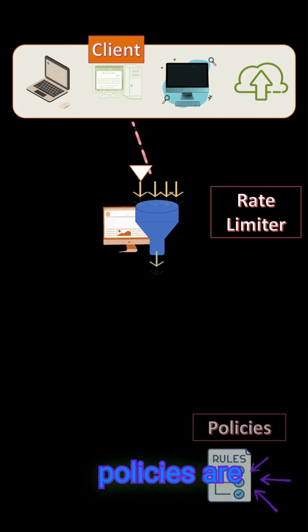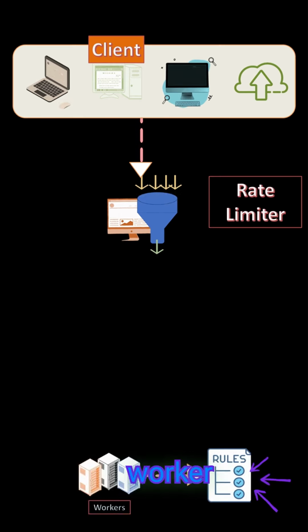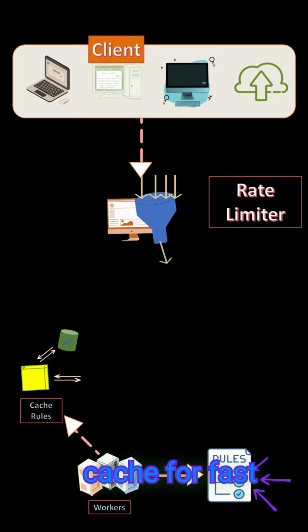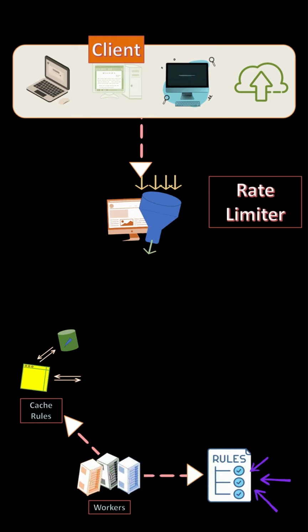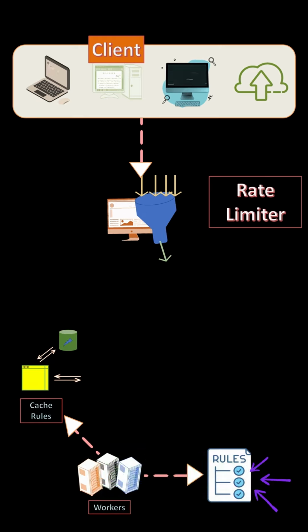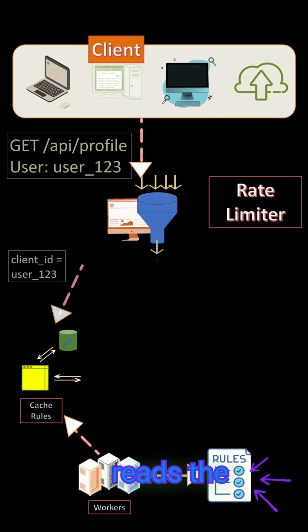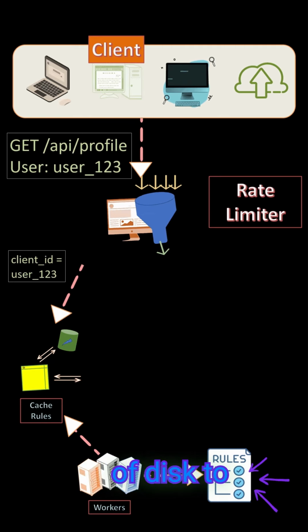Rate limiting policies are persisted on disk. Background worker processes periodically read these rules and load them into an in-memory cache for fast access. For example, a rule like 100 requests per minute per user is stored on disk and refreshed into the cache every 30 seconds. The rate limiter middleware reads the applicable rule from the cache instead of disk to minimize latency.